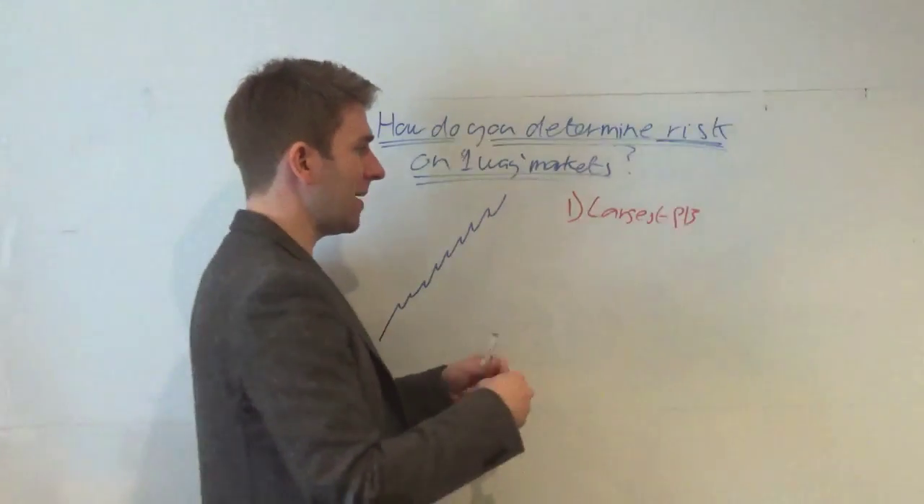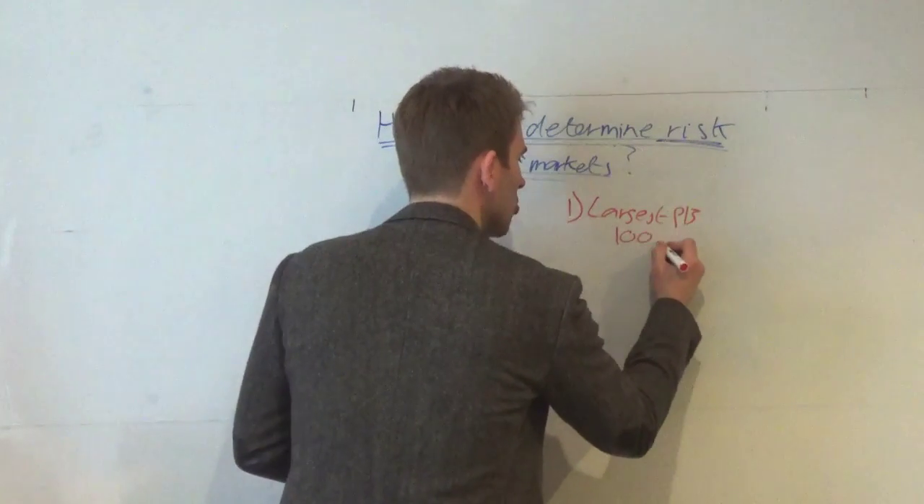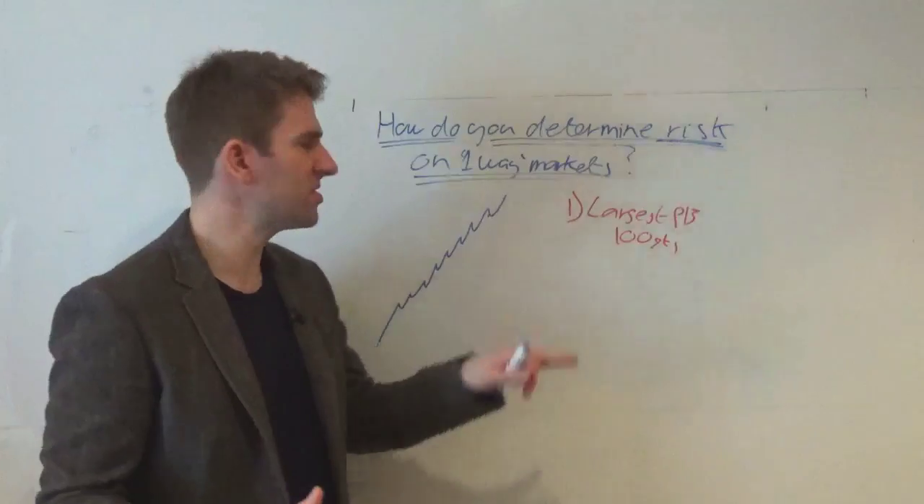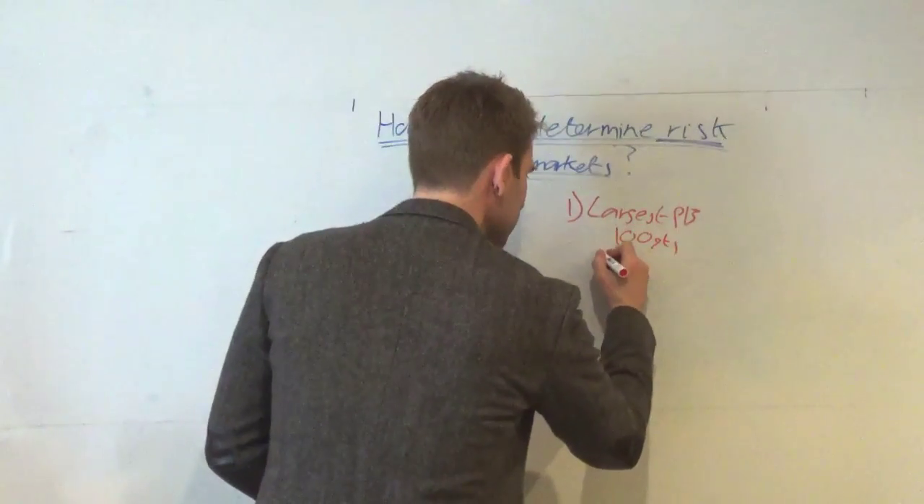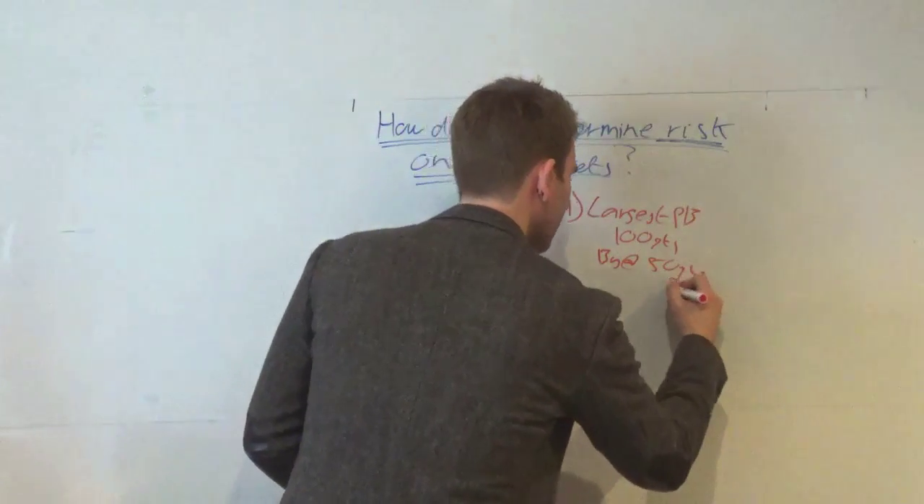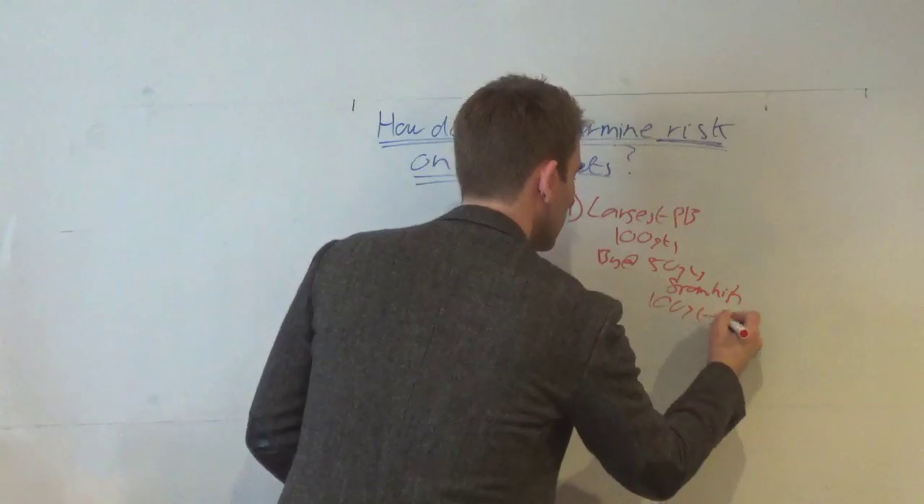So if the largest pullback is, say, I'm just going to use a random number here, 100 pips or 100 points or 100 cents, whatever it may be. I use points here because we're not necessarily trading a currency. I'm going to buy at 50 points from the high, and I'm going to use a 100-point stop.